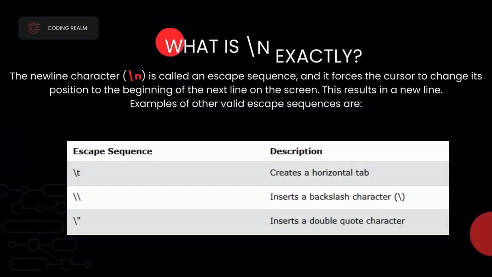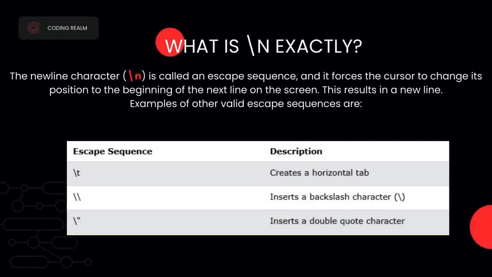What is \n exactly? The new line character is called an escape sequence, and it forces the cursor to change its position to the beginning of the next line on the screen. This results in a new line. In this table, we have examples of other valid escape sequences.